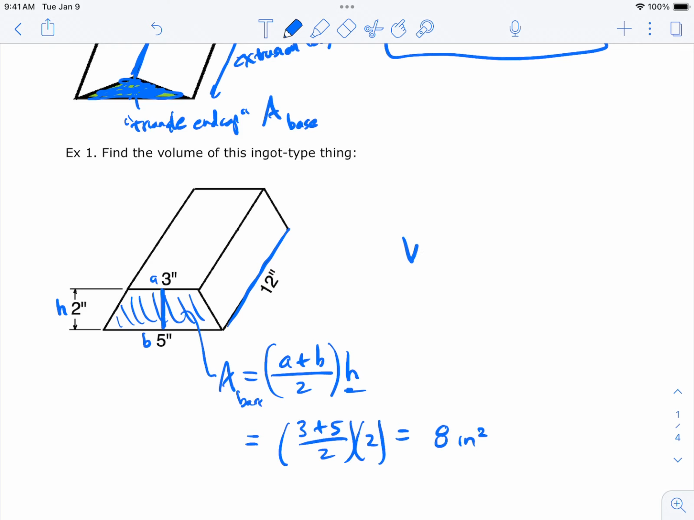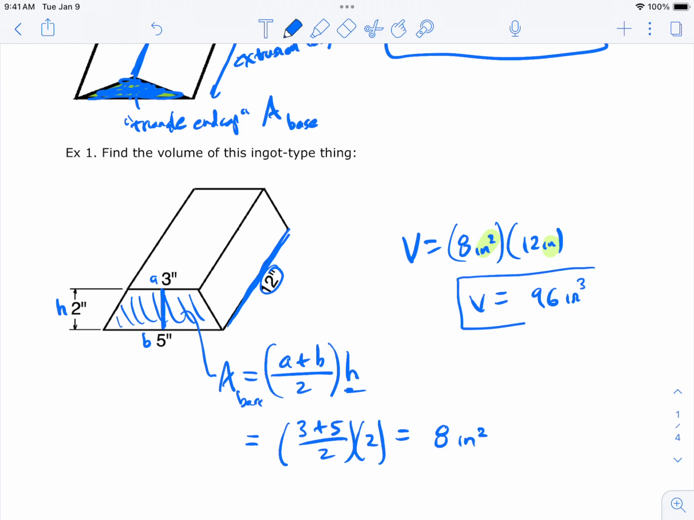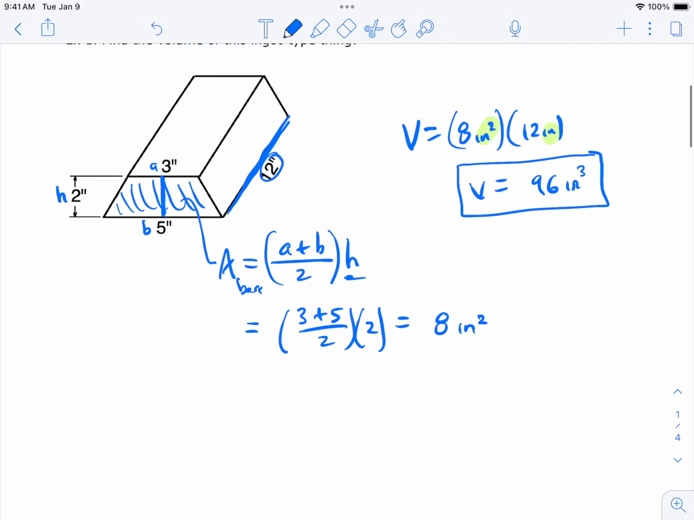And so the volume then is you take the area of the base, 8 square inches, and you multiply it by this extrusion length, 12 inches. You get 96. And notice the units work out nice because you're multiplying square inches times another inch. That'll give you cubic inches. That really will give you a suitable unit of volume, 96 cubic inches. So that's the basic idea for volumes, the area of the base times the extrusion length.